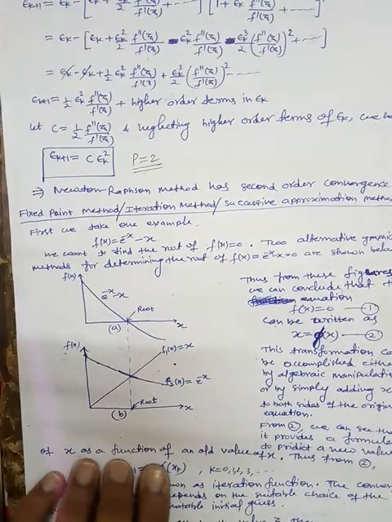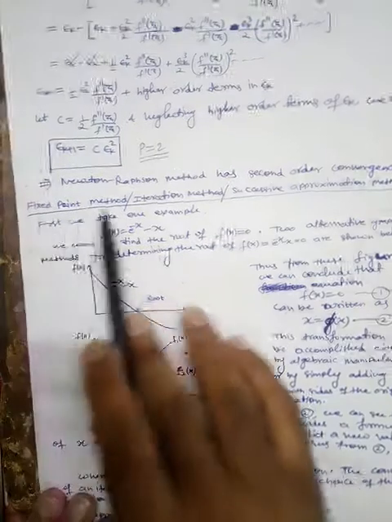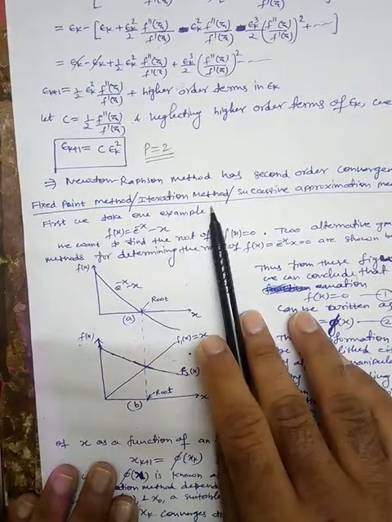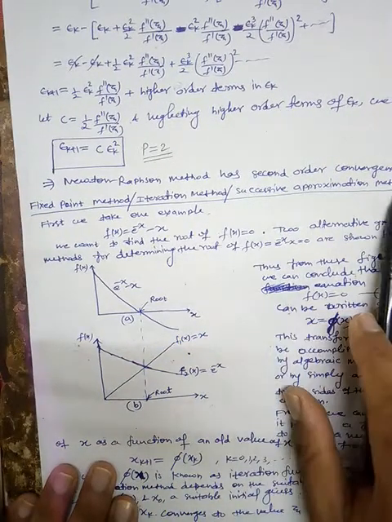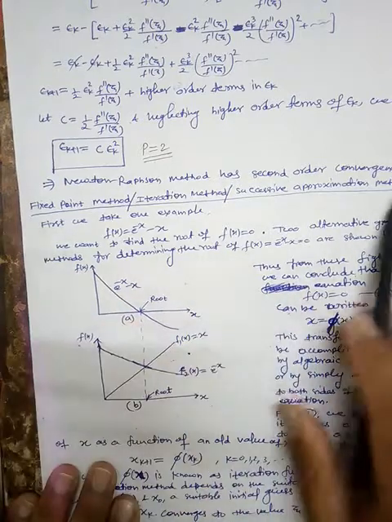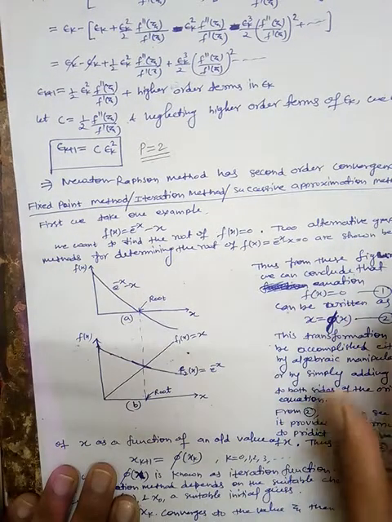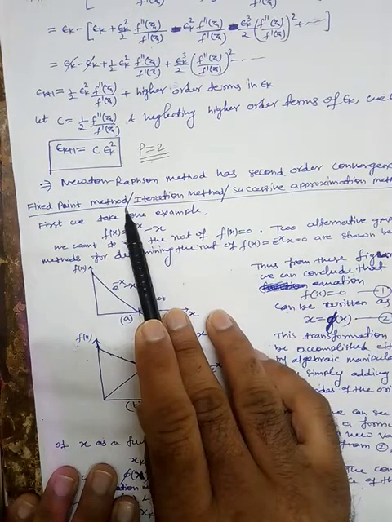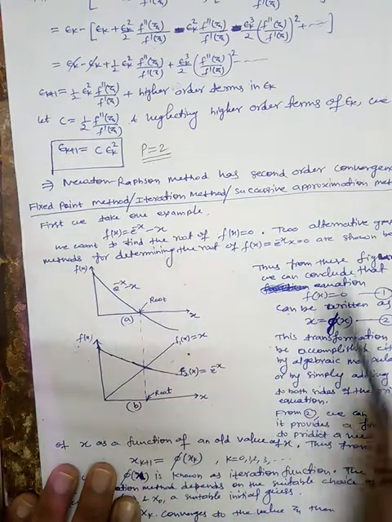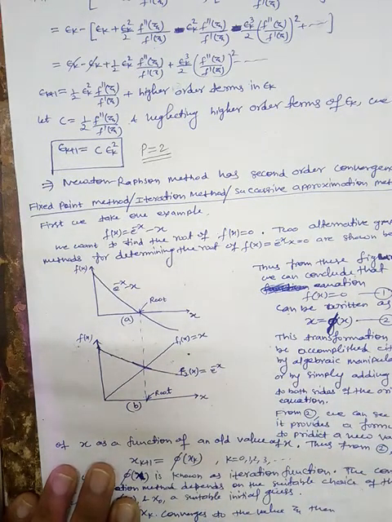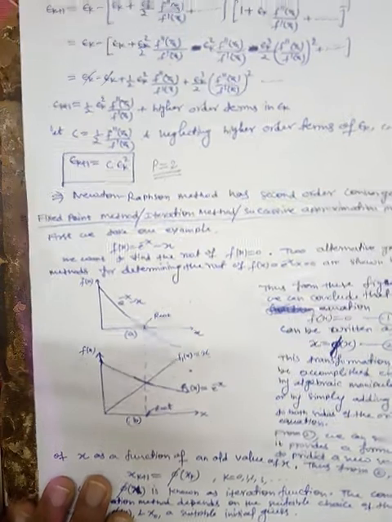Now in the next video we will discuss about the fixed point method or iteration method or successive approximation method. These are the names of this method, but the famous name is fixed point method. Okay, so what is the fixed point method and how to do that, we will take this in the next video.